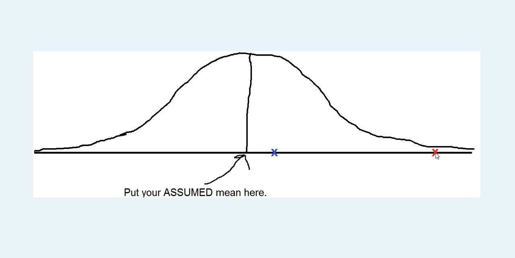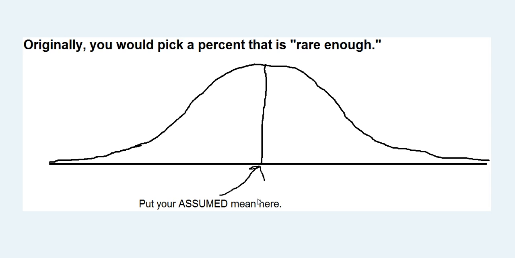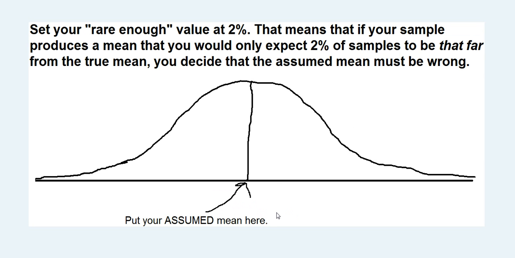You have to decide specifically and explicitly when is different too different. And that's what we're going to talk about. Originally, you would pick a percent that is rare enough. For example, let's say that you set your rare enough value at 2%. That means that if your sample produces a mean that you would only expect 2% of samples to be that far away from the true mean, you decide that the assumed mean must be wrong.